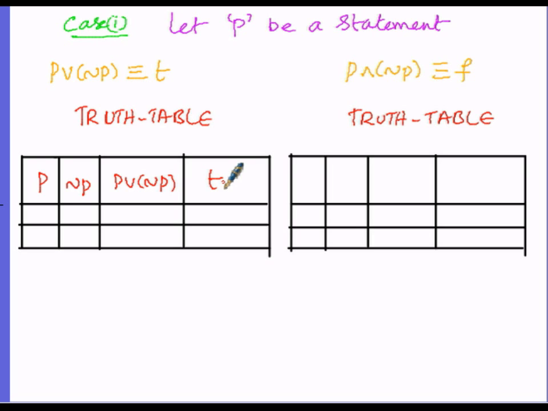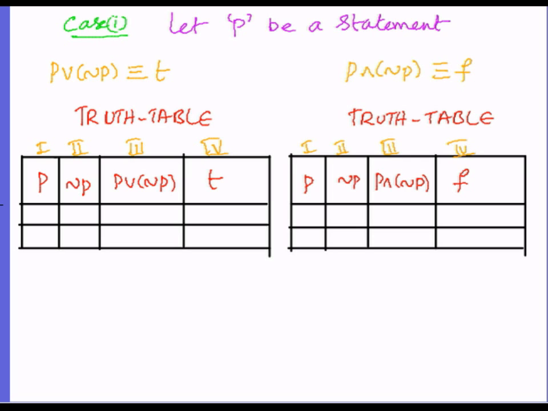In the second case, in a similar manner we suppose one statement as P, and in the second column we need negation P, and in the third column the left hand side statement, P and negation P, whereas the fourth column consists of the false statement, that is F. So these are the four columns of the first statement, and these are the four columns of the next statement, that is P and negation P is identically equal to F.